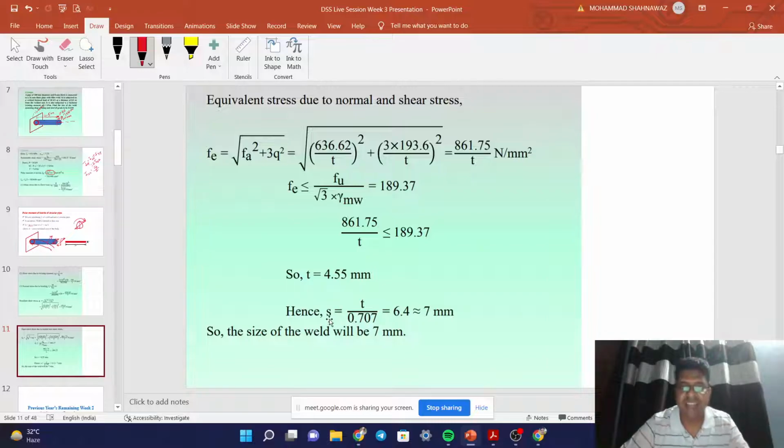So s is equal to, actually we are taking the fusion between both the faces as 90 degrees. So the value of k has been taken as 0.707. t is equal to k s, we know, and the value of k is 0.707. So the value of s is equal to 6.4. On rounding off we are taking it as 7 mm. So the size of the weld will be 7 mm.